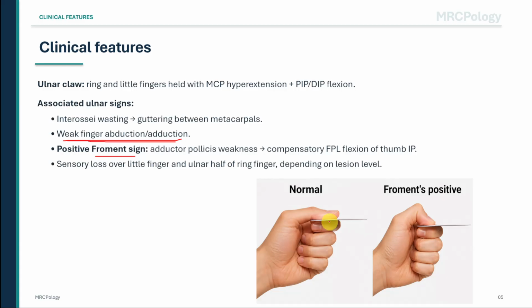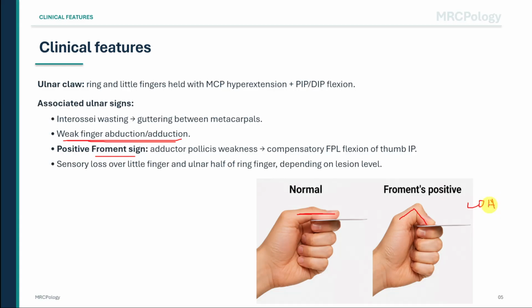Weakness of the ulnar innervated adductor pollicis causes the patient to compensate by flexing the thumb interphalangeal joint using flexor pollicis longus, which is supplied by the median nerve. This compensatory thumb flexion makes Froment's sign positive.